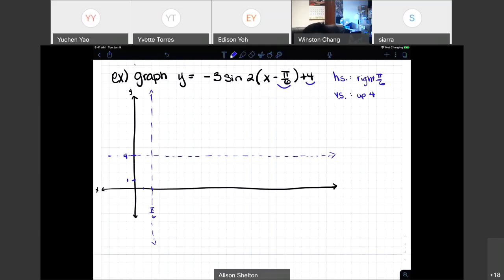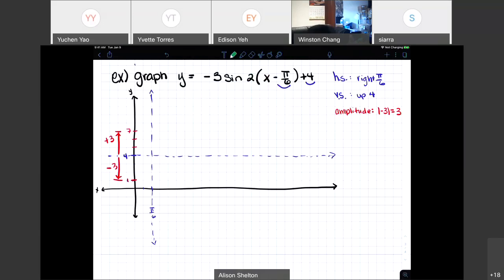Now let's look at the amplitude. We're upside down again. We have the absolute value of -3 is equal to 3. We're going to go ahead and mark that down. So here's 1, 5, 6, 7. Here's 7. We're going to be going down 3 and up 3 as we're making this graph.